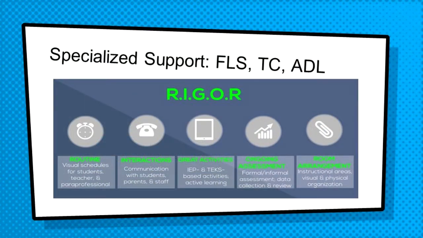Also, we have something called rigor. So we have intense instruction in the classroom for FLS, for TC, and ADL. So all classrooms will have an outstanding routine interaction with the teacher, TA, and the students. Also, great activities, creativity in the classroom, both visual and academic. Ongoing assessments, daily, weekly, and we expect that the TA and teacher will be assessing the student at least 3 times a week.